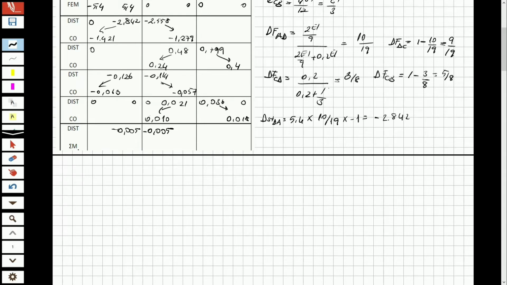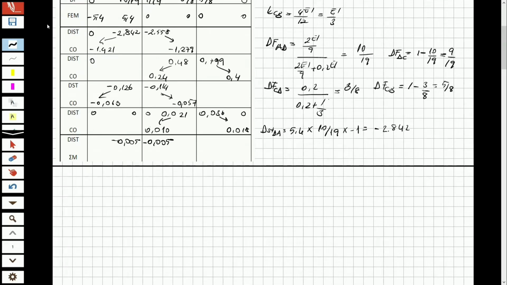It's okay. So let's calculate the summation of the moments. The summation of the moments will be calculated from the fixed end moment until the last row of distribution. So this value will be equal to, for this moment, minus 6.884, and 2.427, minus 2.427, and minus 0.835, and 0.835, okay, and this is going to be 0.418.